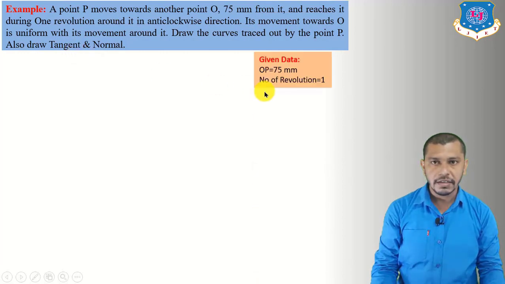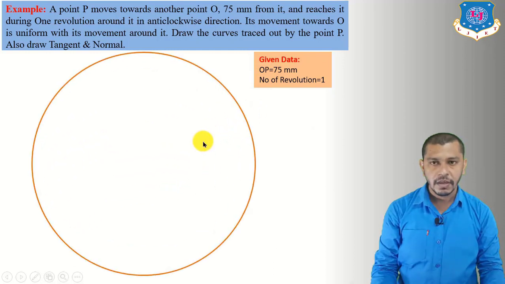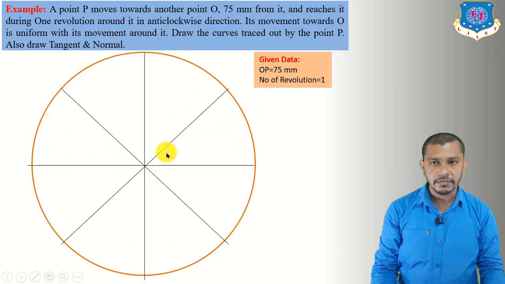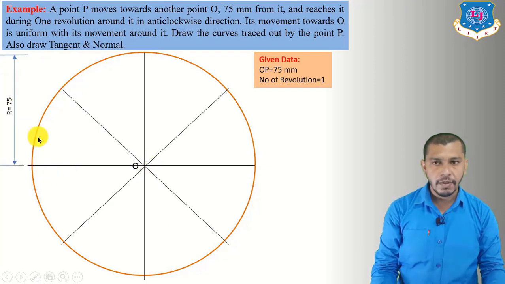So the given data is the distance between O to P is 75 mm. That means point P moves towards the point O, and the distance is 75 mm. And number of revolution or number of convolution is 1 convolution. So first of all, draw a circle having radius equal to 75 mm. Divide the circle into 8 equal parts. This will be the center of the circle, or we can also say that for Archimedean spiral, this is the pole of the spiral. So the radius is 75 mm.